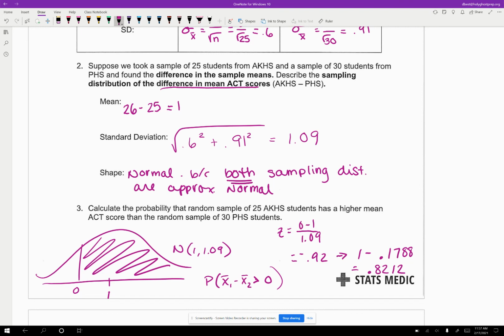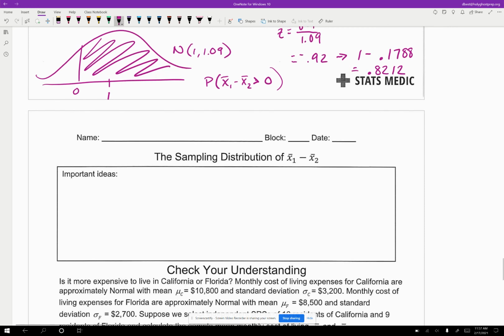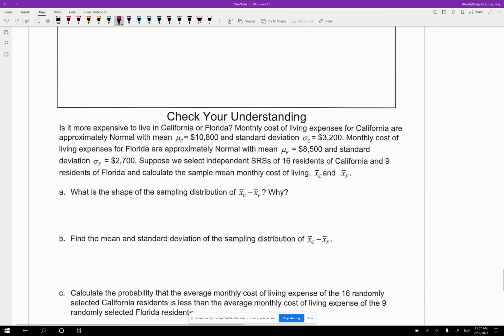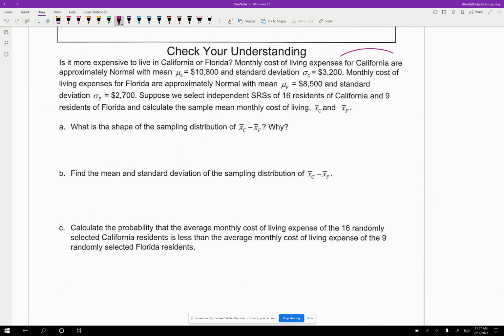So the big ideas for today, I will finish writing them out, but it's all about the sampling distribution of the difference. I'll write them out and post the answer key, and you can copy those. I do want you to do the check your understanding before our next class so we can check that all together.